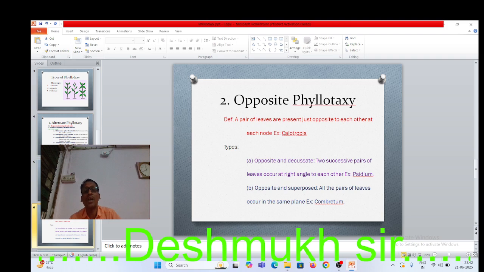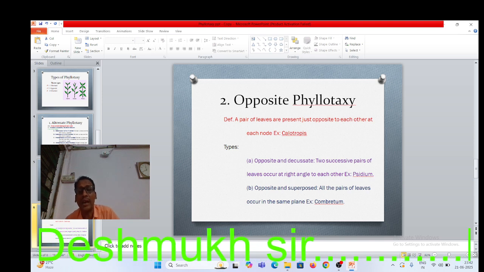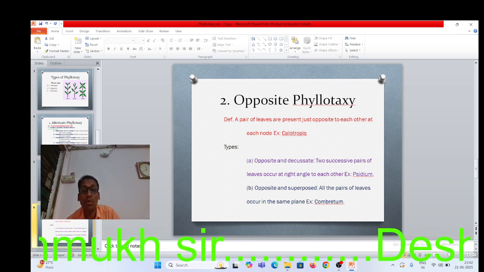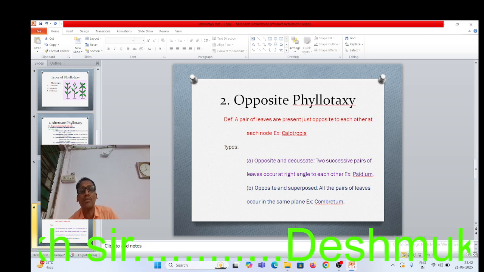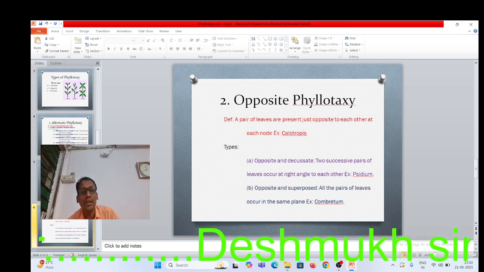The second type is nothing but the opposite phyllotaxy. In case of the opposite phyllotaxy, I already told you that two leaves are present on each node, and these two leaves are present just opposite to each other, therefore it is going to be called opposite phyllotaxy. And the best example is nothing but Calotropis.